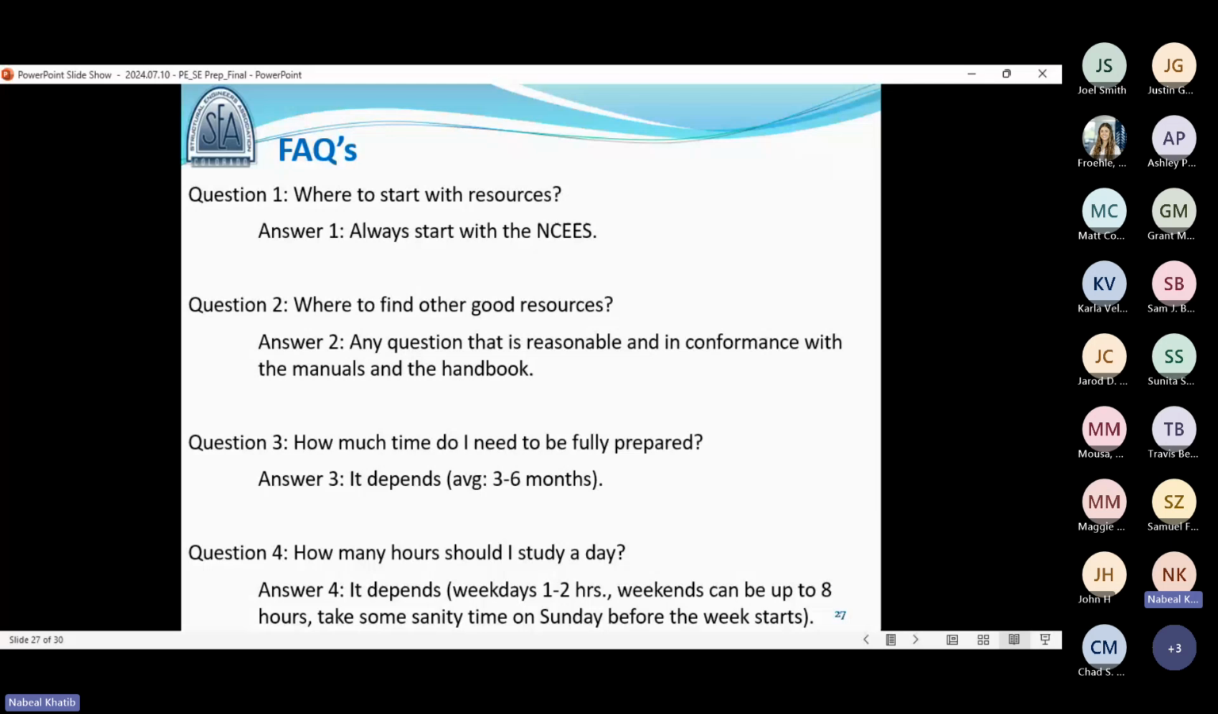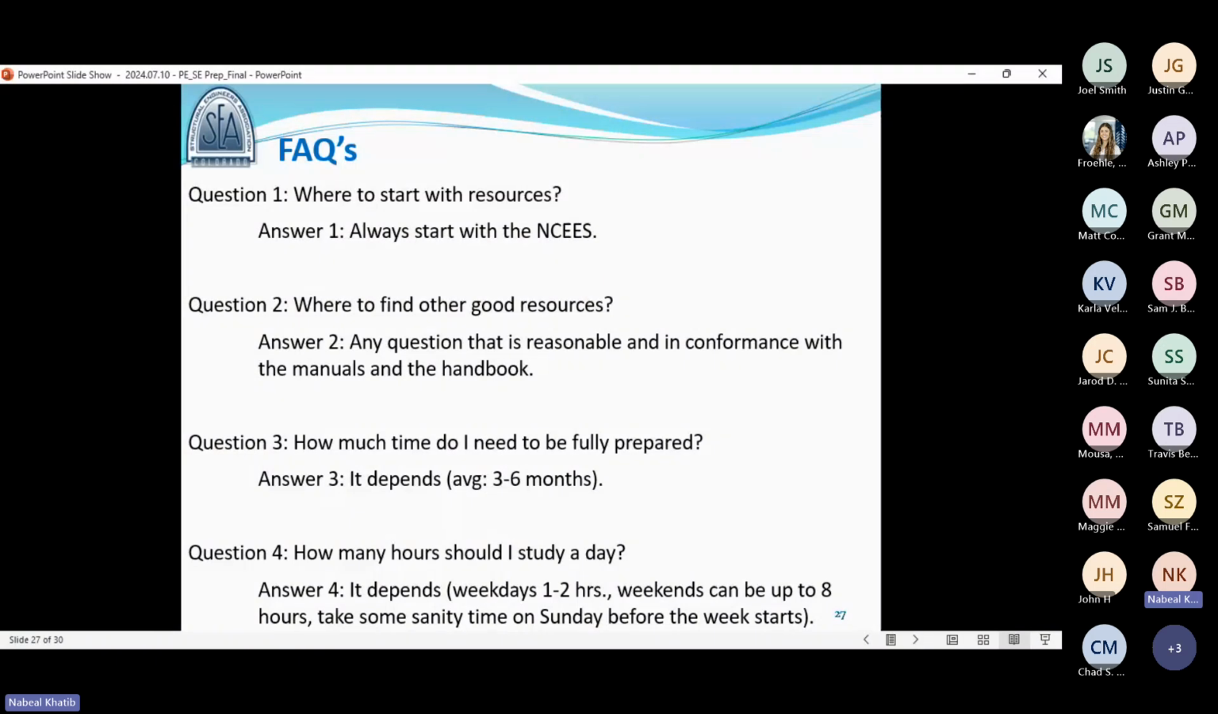Any question that is reasonable time-wise and in conformance with the manuals or the handbook, in my opinion, would be considered a good problem. How much time do I need to be fully prepared? It depends. I prepared people in only 5 weeks. I did prepare people for 14 months.